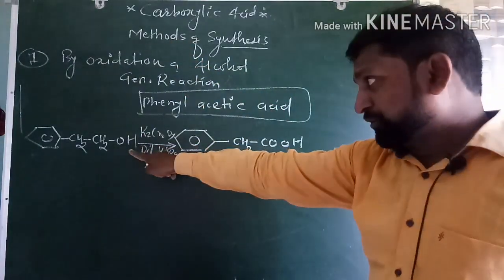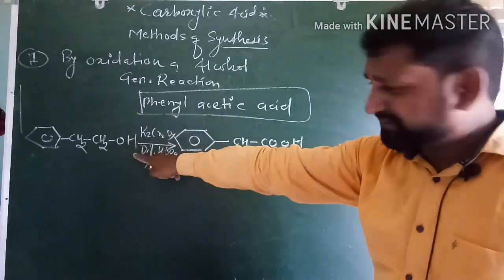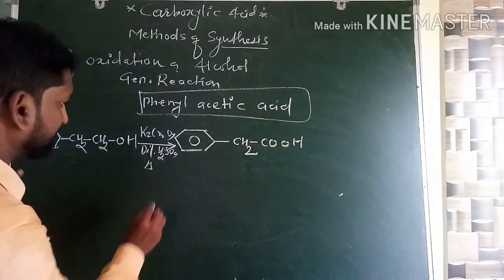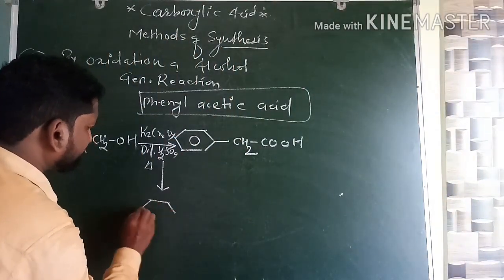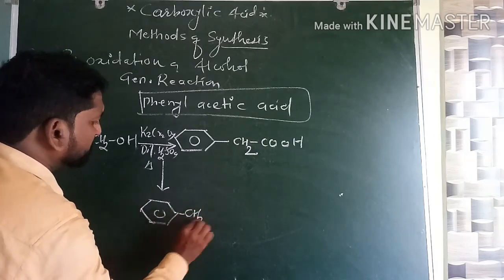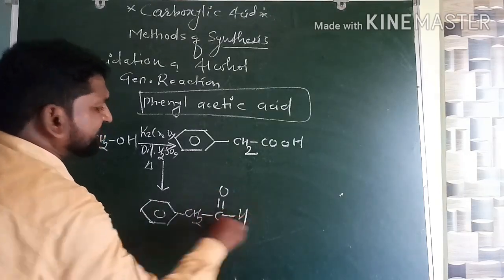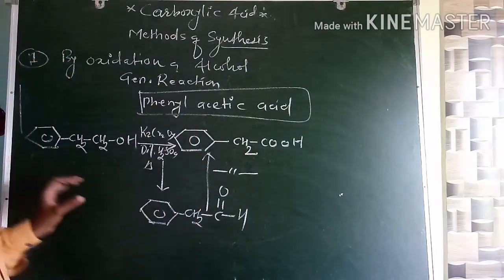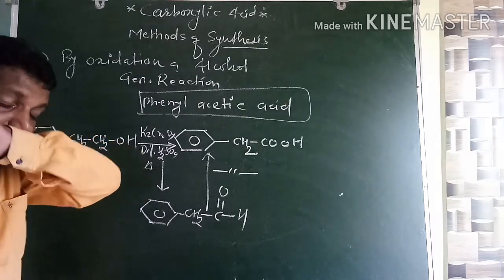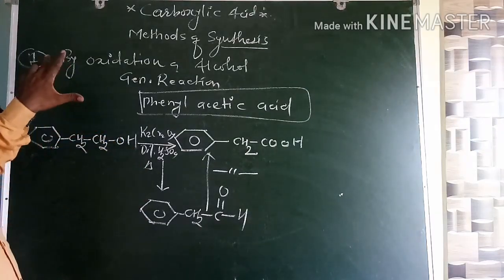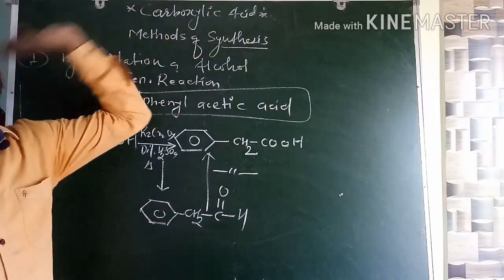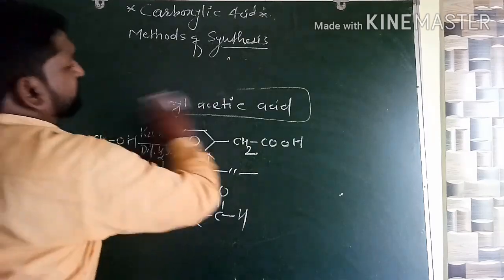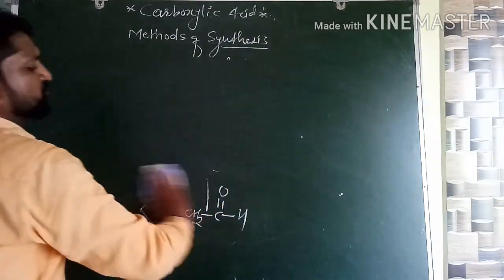First it will give you phenyl acetaldehyde, as usual a two-step reaction. First it will give you what? Phenyl CH2CHO, the aldehyde. After that, apply the same condition and you will get the desired product. So in this way, by oxidation of alcohol, you can prepare carboxylic acids. If you still have queries, you can mention them in the comments. I will solve them later.